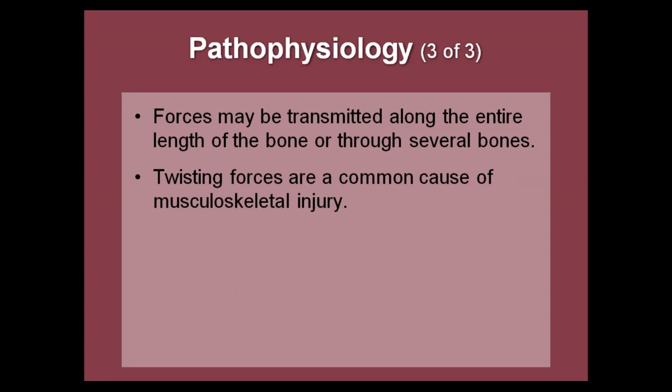So with the impalement injury, stabilize the object, obviously, to protect the soft tissue from further injury. That's the key with the impalement: stabilization of the object. Forces may be transmitted along the entire length of a bone and through several bones, like in a series. Identify the point of contact and the mechanism of injury to decrease the chances of overlooking any associated injuries. Twisting forces are a common cause of musculoskeletal injury. Some injuries are even commonly encountered together because of the way the causation forces are transmitted, if that makes sense.